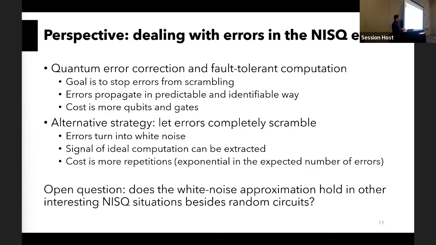But often we're interested in very specific circuits that may fall into some corner of the space where this approximation is not actually true. So it'd be nice to give evidence that it's true in other interesting situations as well. Okay, and that concludes my talk. Thank you for your attention.